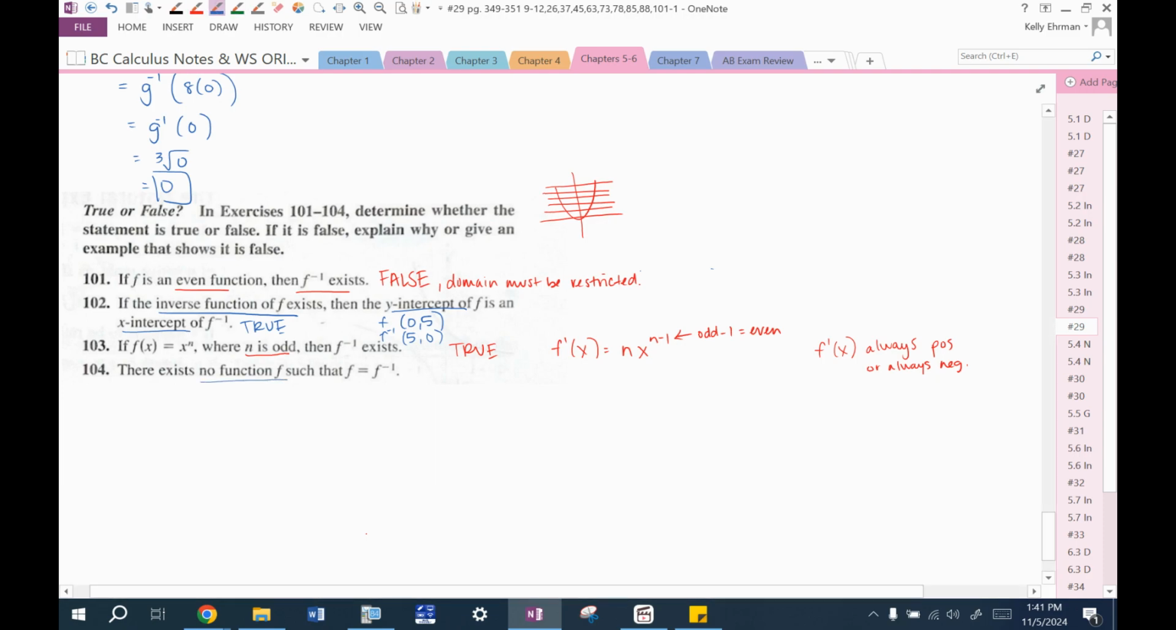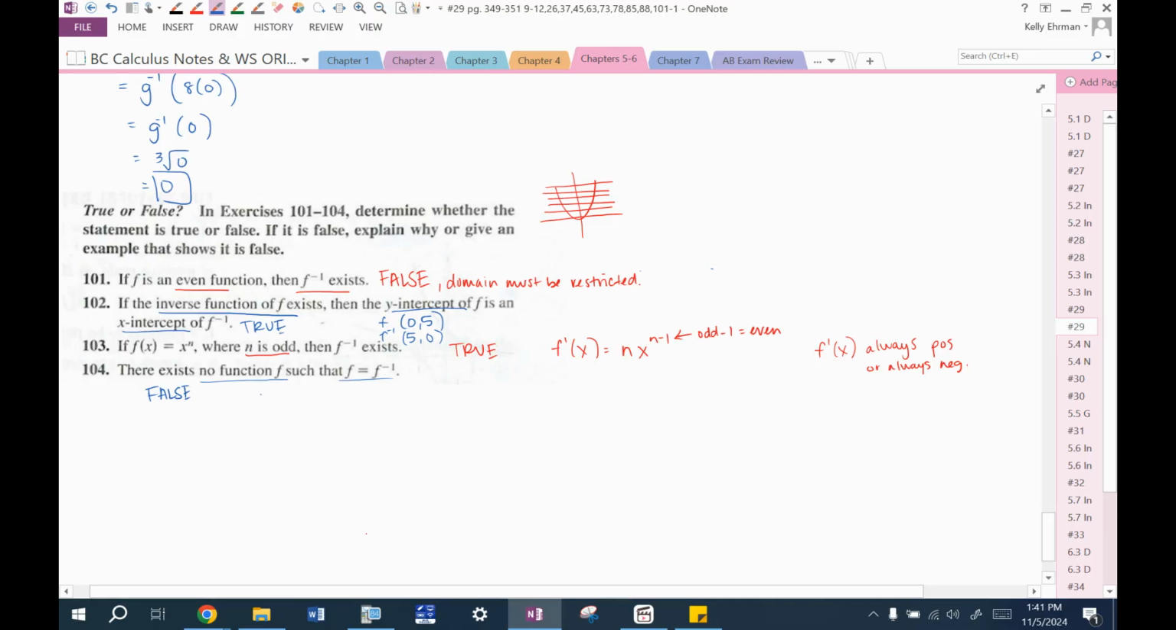There exists no function f such that f equals f inverse. So this is false. Now, I understand if you're having a hard time coming up with one like this, but even just y equals x is an example, right? That's one-to-one, and that has an inverse function.